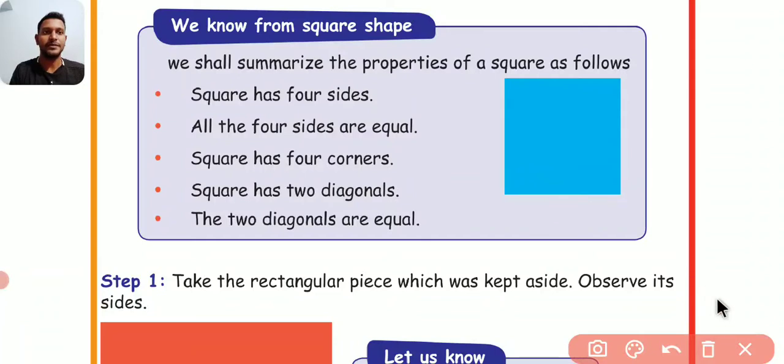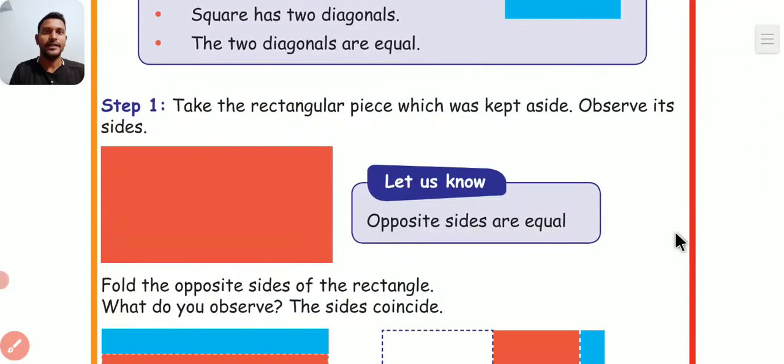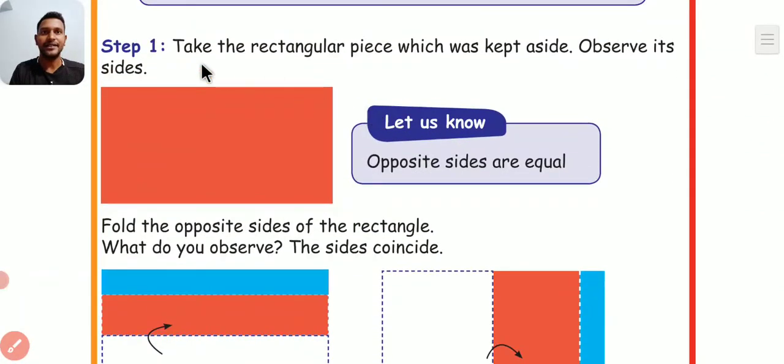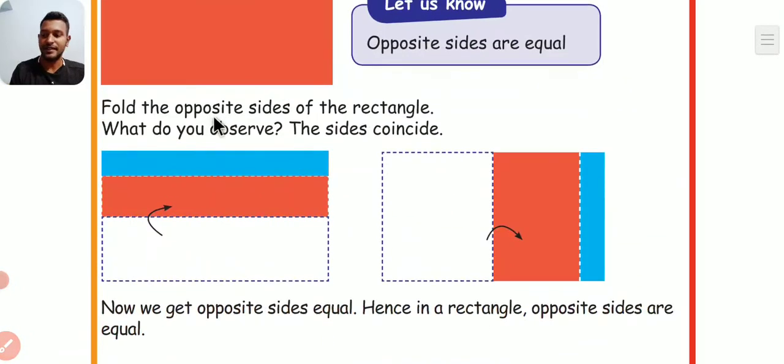Okay, next one, rectangle. They are making the rectangle step by step. I will teach you, don't worry.